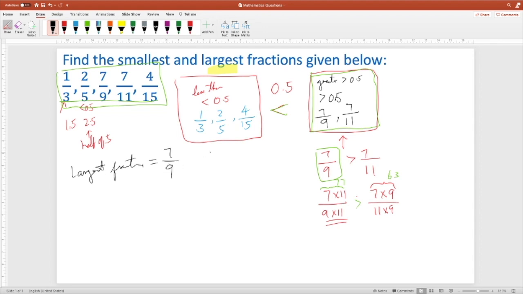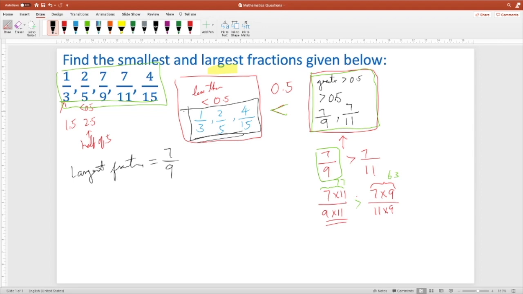Now we are going to find the smallest fraction. Which group are we going to look at, the right hand side or the left hand side? The left hand side. Why? Because we need to find the smallest fraction. Yes, all the fractions on the left hand side must be smaller than the green one. So we are going to find out which one is the smallest among these 3 fractions.